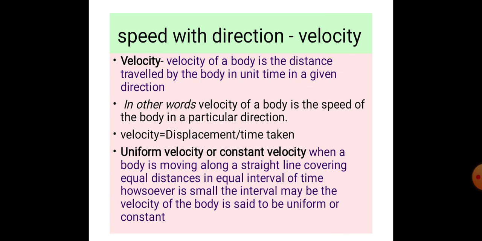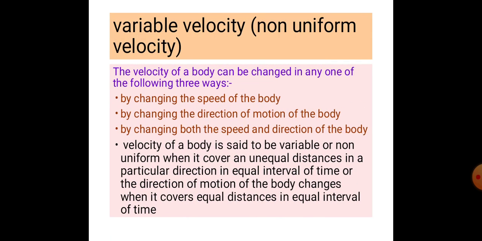Thus, velocity of a body is said to be variable or non-uniform when it covers unequal distances in a particular direction in equal intervals of time, or the direction of motion of the body changes even when it covers equal distances in equal intervals of time. You can see that in this slide, the variable velocity.